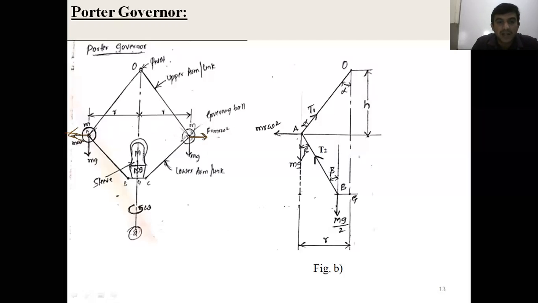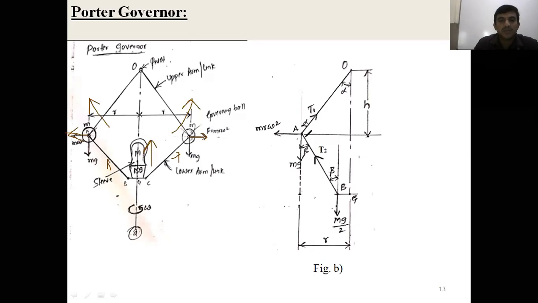Due to this centrifugal force on the governor ball, the upper arms move radially outward. Once the governor ball moves radially outward, the lower arms also move in this direction, and the sleeve moves upward. The sleeve movement is connected to the throttle valve of an engine through a mechanism. When the sleeve moves upward, the throttle valve slightly closes, and the amount of fuel supply is less.